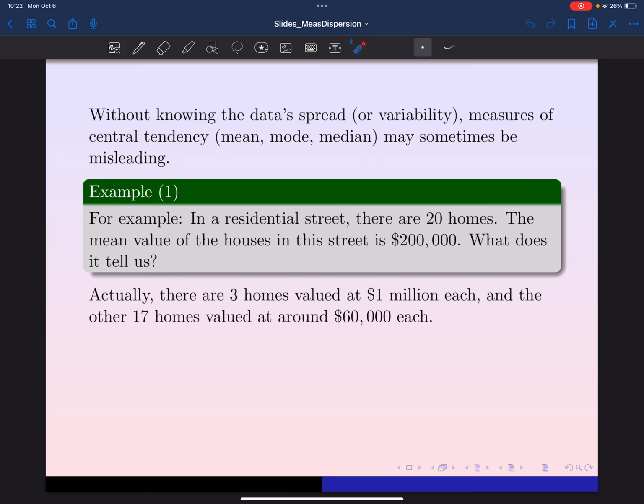Not that much, because there are actually 3 homes valued at 1 million each, and the other 17 homes valued at around 60,000. So the average, if you add the 3 at 1 million plus the 17 at 60,000 and divide by the 20 homes, is 200,000, but it's kind of misleading because the average of the majority is roughly 60,000.